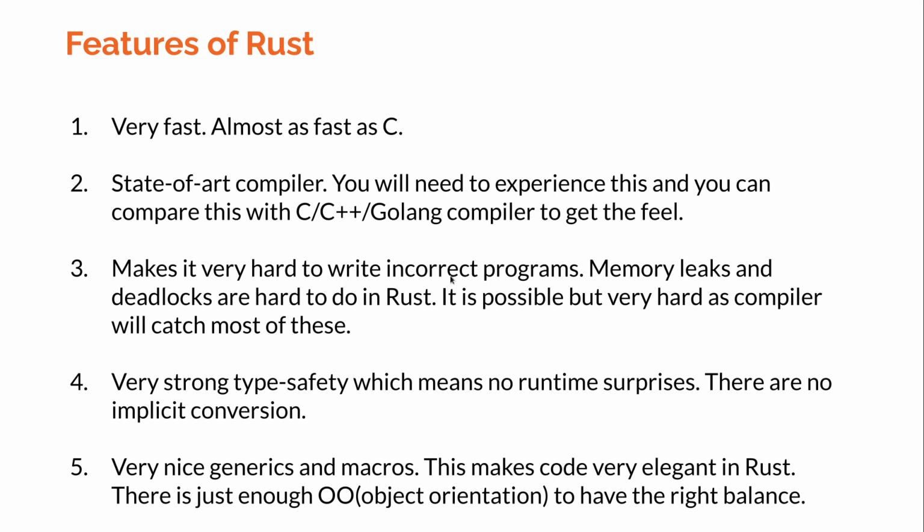Rust compiler makes it very hard to write incorrect programs. So that's the third feature I have already talked about. And fourth feature, that is strong type safety. The fifth point is that Rust has generics and macros. Now these generics are very nice.